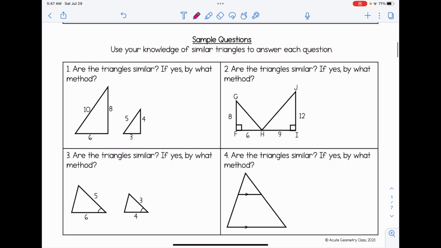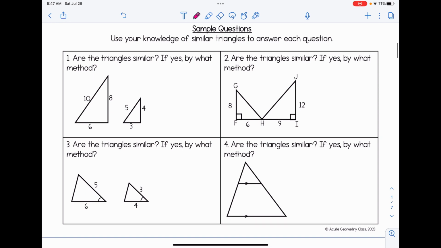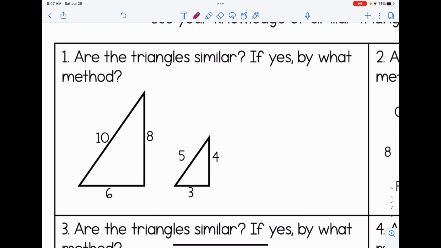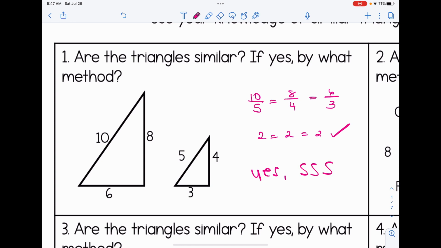So let's look at questions 1 through 4. They each have the same directions. Are the triangles similar? And if our answer is yes, by what method are they similar? Okay, so let's look at number 1. I see that all three sides are marked off. But that doesn't necessarily mean it's side-side-side. I want to make sure that all of the sides share the same ratio. And they do, in fact, share the same ratio, a 2-to-1 ratio from the larger triangle to the smaller one. So yes, they are similar, and by side-side-side.